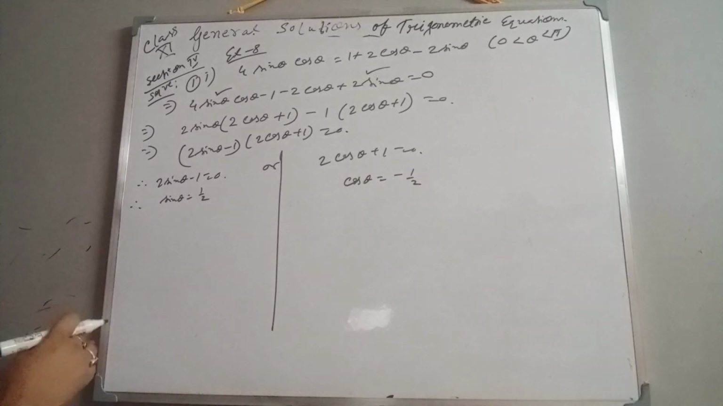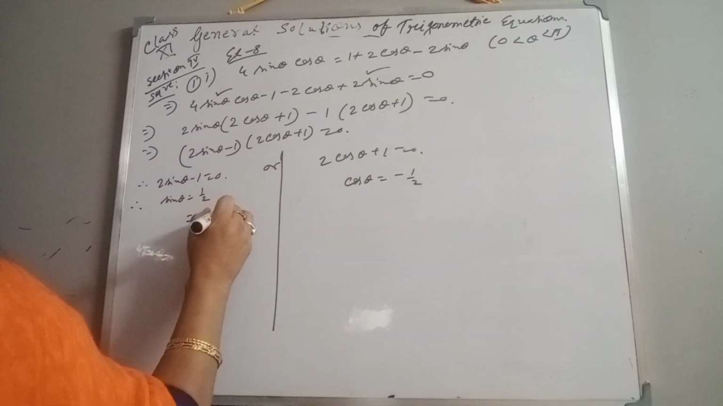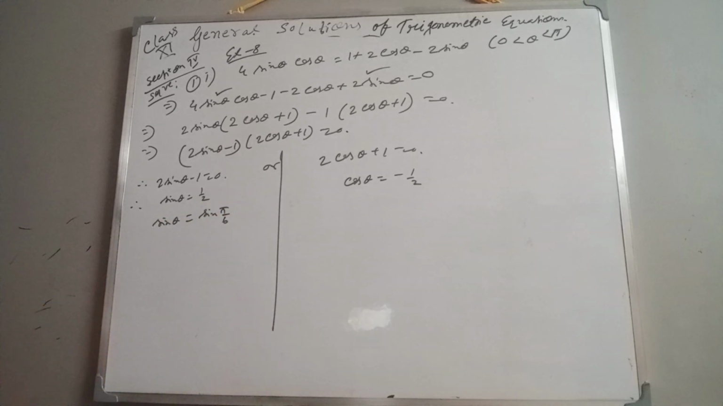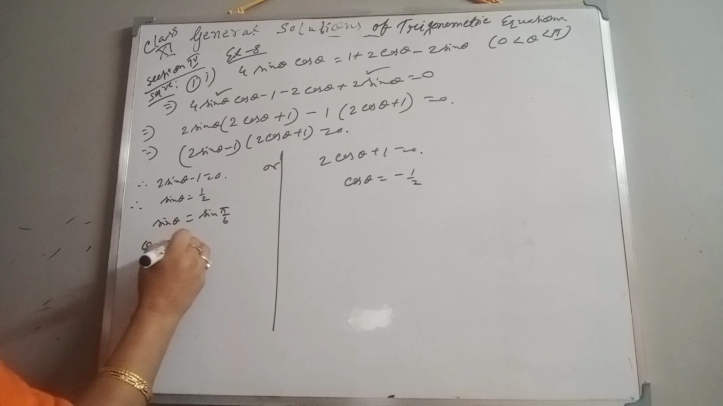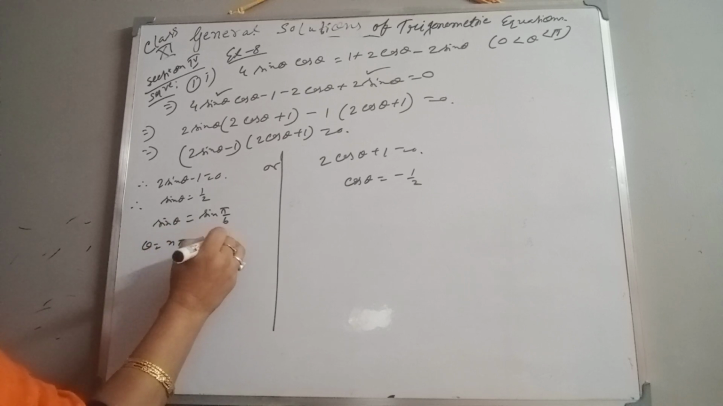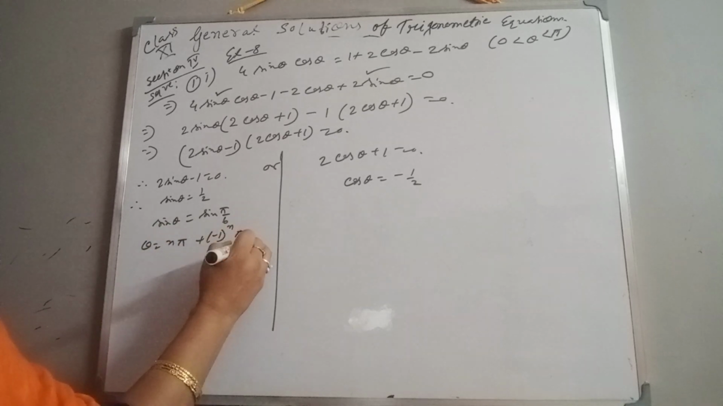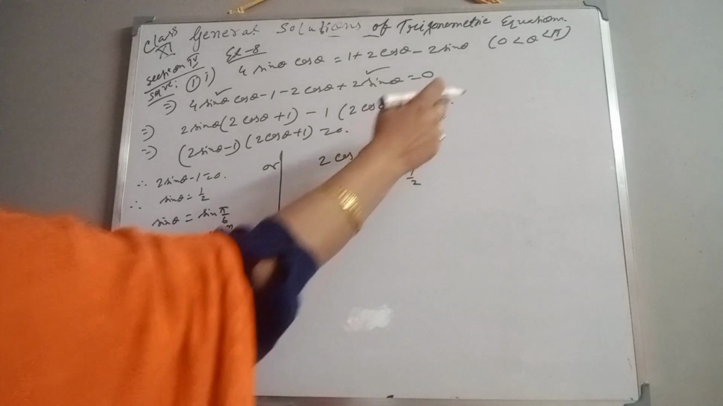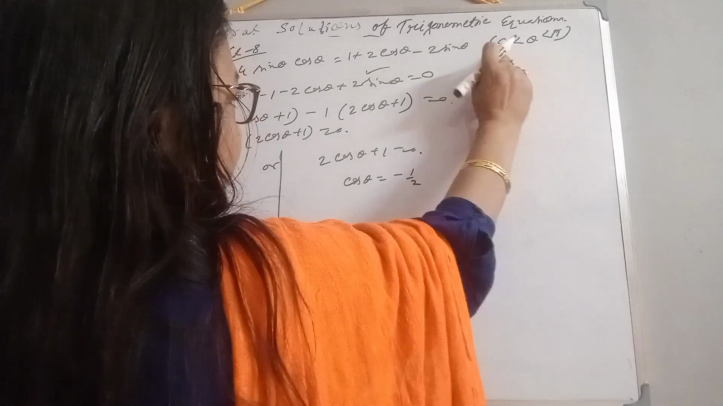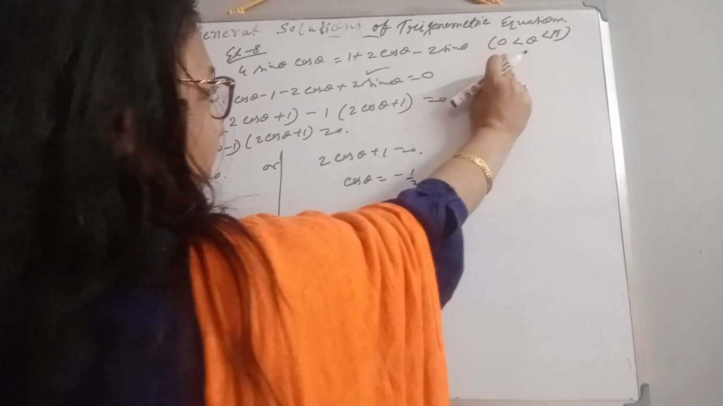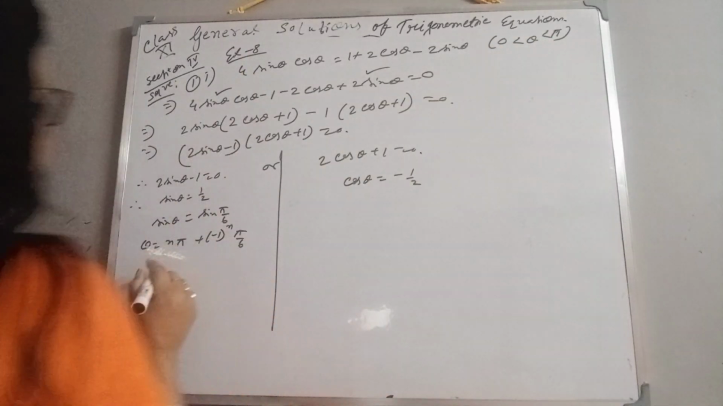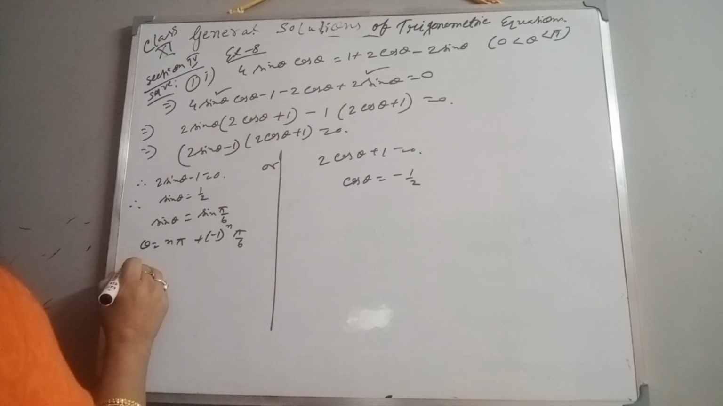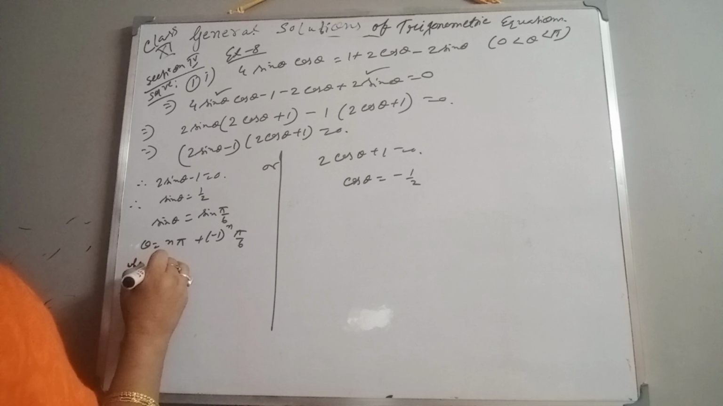Okay, when sine theta equals half, we know that is equal to sine pi by 6. Sine theta equals sine pi by 6, then theta equals, we know from the general solution, n pi plus minus 1 whole to the power n pi by 6. Now one by one we have to find, as the range is given, theta is strictly greater than 0 but less than pi. So let us find the value of theta within this range.